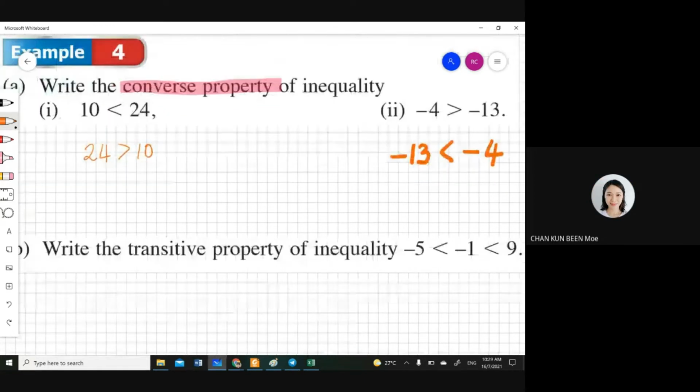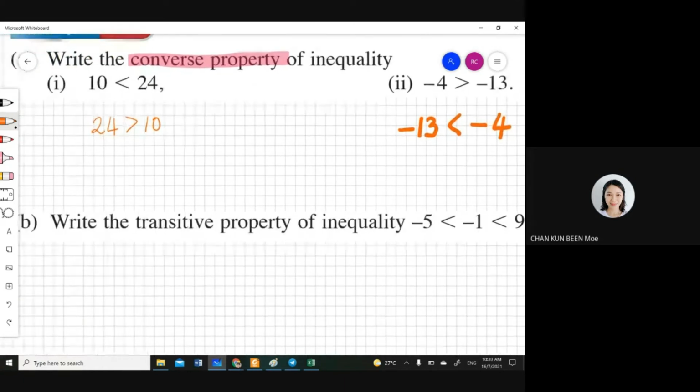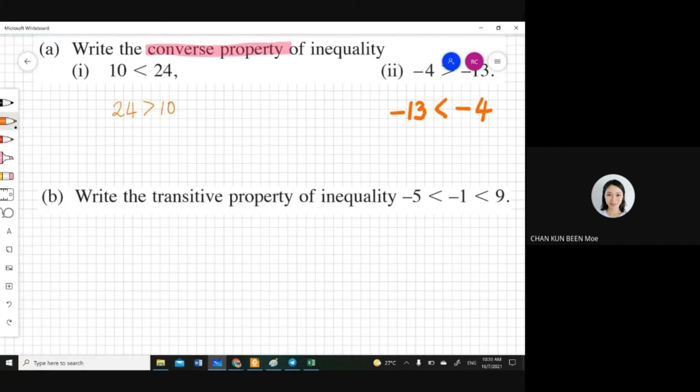Okay, now I move to the next one here. B. Write the transitive property of inequality: negative 5 is less than negative 1, which is less than 9. Okay, now I'm going to call your name to see who can answer it for me.